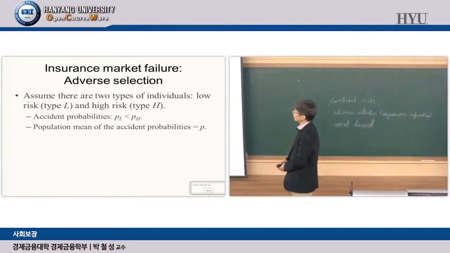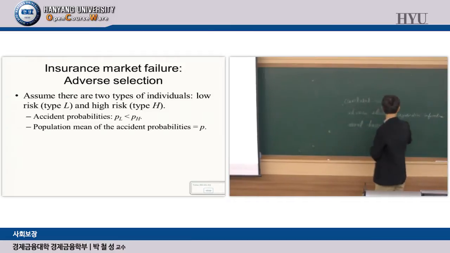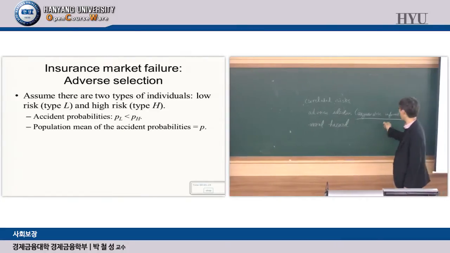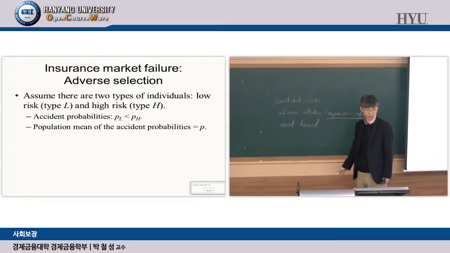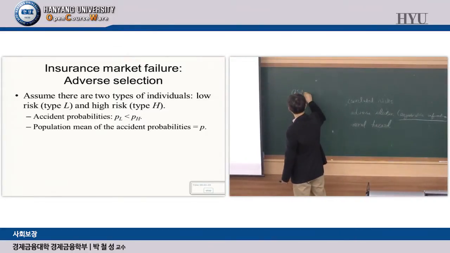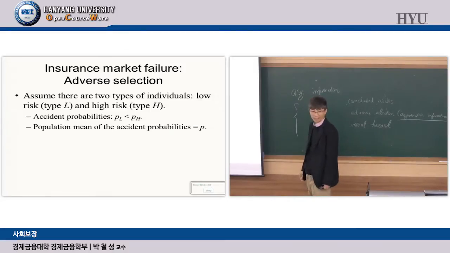Adverse selection comes from asymmetric information. Asymmetric information simply means that the parties engaged in a transaction have different amounts of information. Okay, so one party knows more than the other party. Then we call that a situation of asymmetric information. Okay, so asymmetric information can actually have two different kinds.